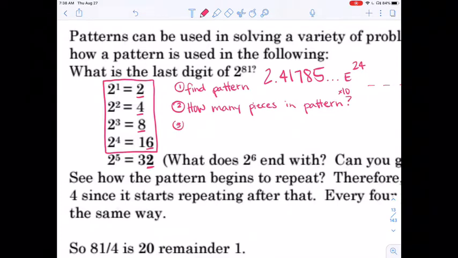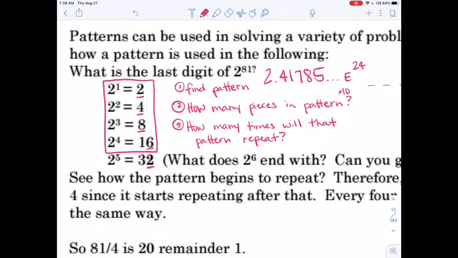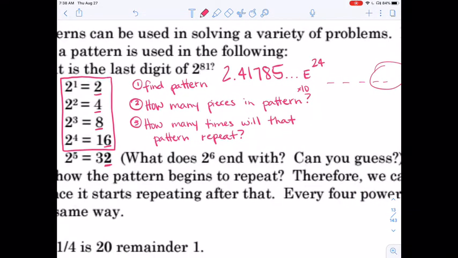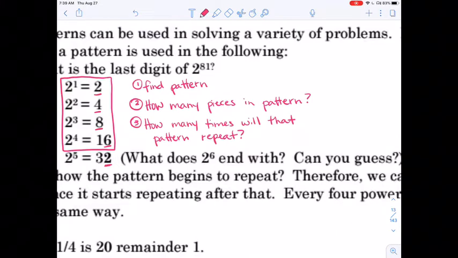And step 3, how many times will that pattern repeat? Okay, so we're going to take this here. I'm going to erase what I had up here above so we've got some more room to write. And I'm going to go back in with a different color and answer these questions.